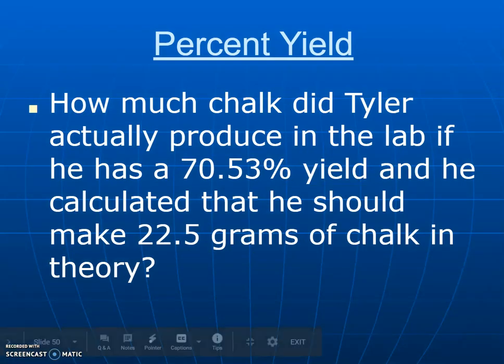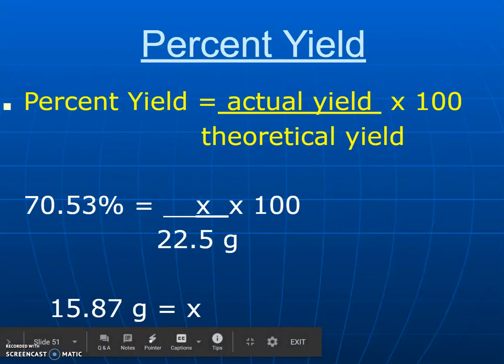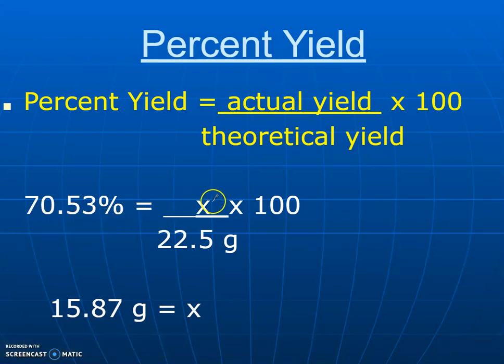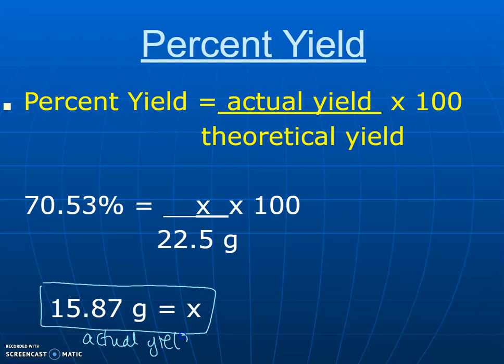Okay? So if we review this, you see that you have your 70.53% equals the x over 22.5 grams times 100, and then we get a 15.87 grams actual yield. Do you want to be able to check your answer? Well, check your answers the exact same way that you would figure out your score if you got it back on a quiz.